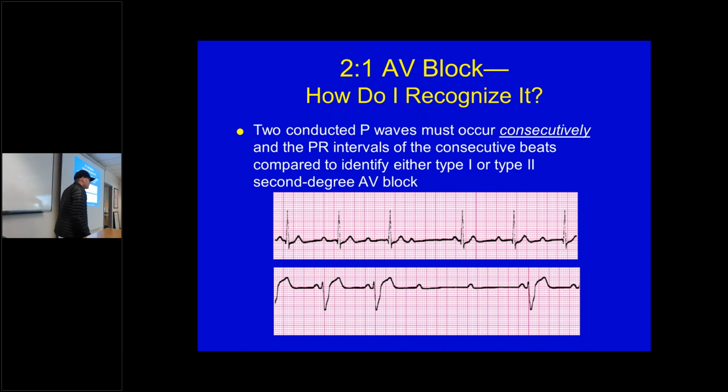These strips do not give you an example of 2-to-1. I don't know why they put these strips on this slide. This is a type 1, this is a type 2, both second degree. Type 1, type 2, right? They're the same strips as we saw before. I don't know why they put these on the 2-to-1, because these are obviously not 2-to-1s. So you can disregard those strips as examples of the 2-to-1. But there'll be a better example coming up.